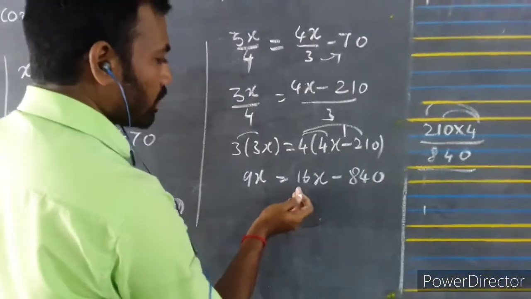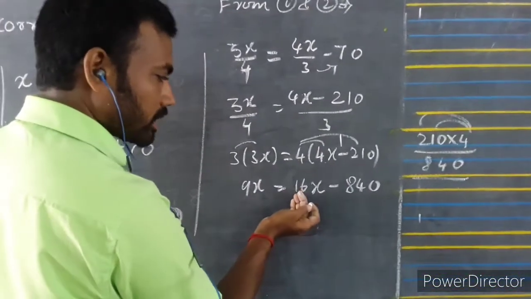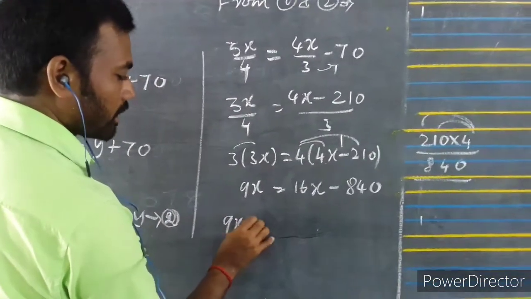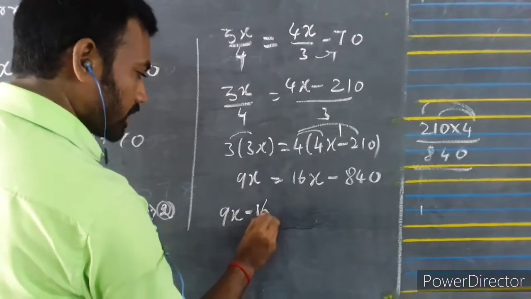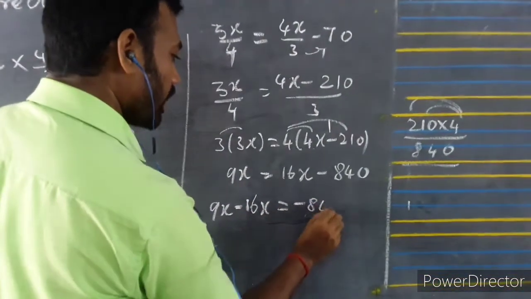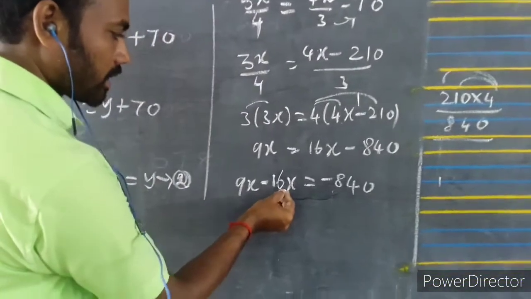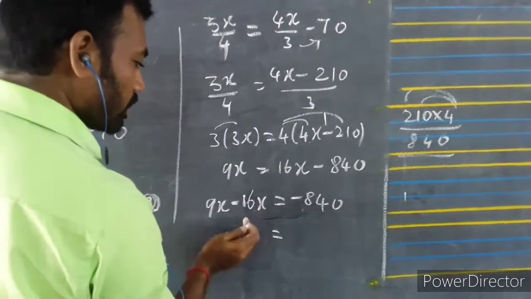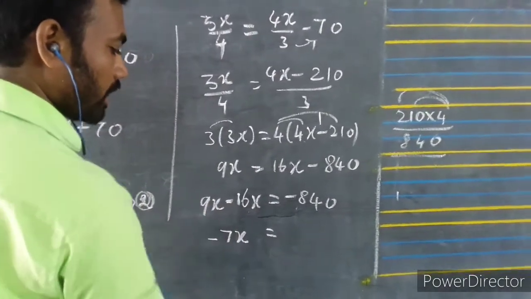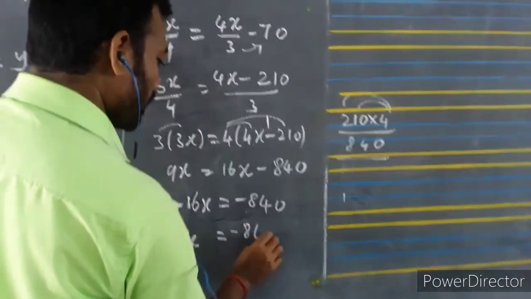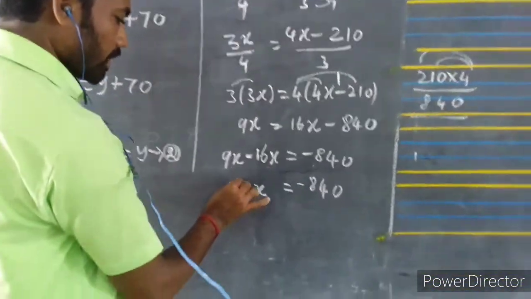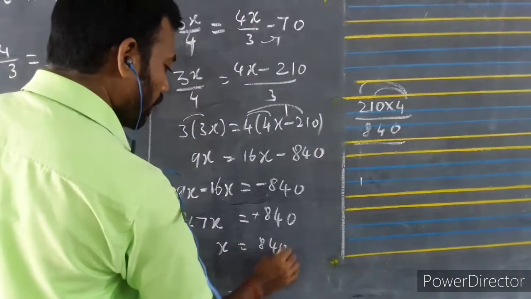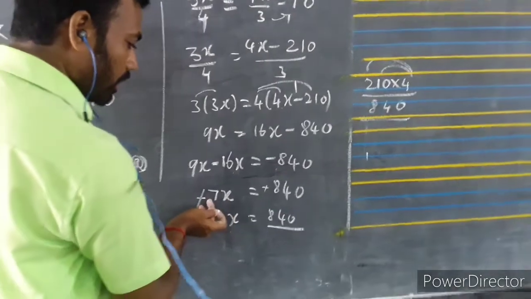Next one. Our wanted value is only x. So 16x becomes minus 16x on the left side. So 9x minus 16x is equal to minus 840. Therefore 9x minus 16x is equal to minus 7x, equal to minus 840. Both sides have the same sign.